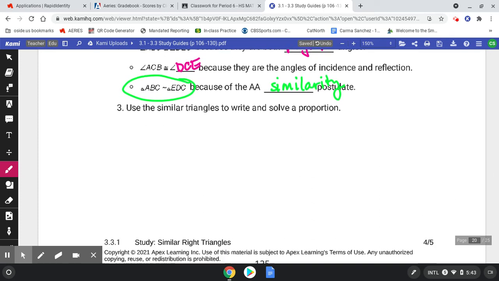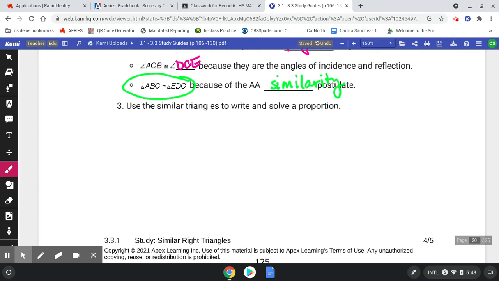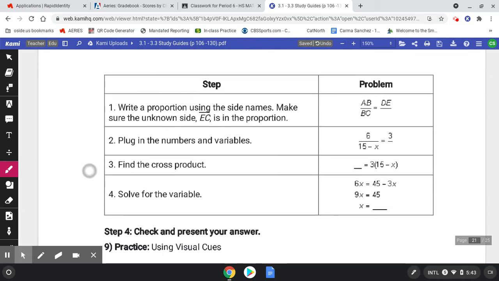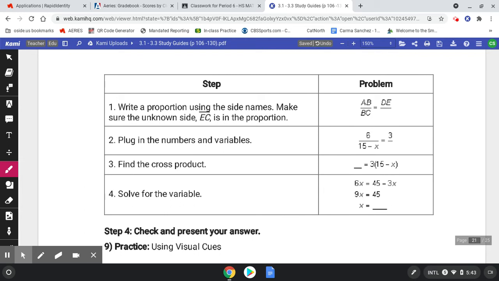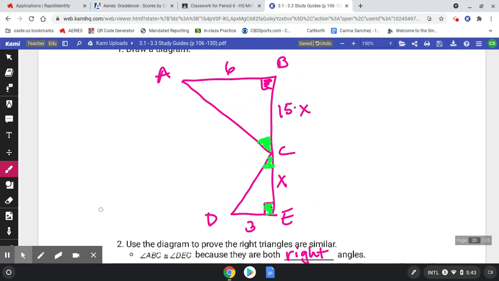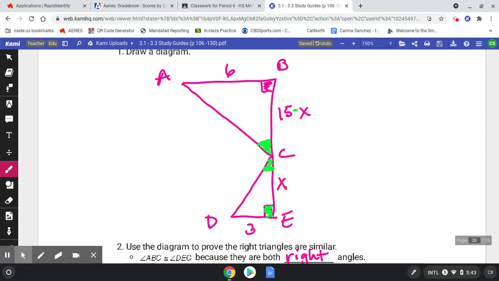Okay, now that we proved that they're similar, we can use the triangles to write and solve a proportion. Sorry, it's actually done in the table here. We're going to say 6 is to 15 minus x as 3 is to x. Now going back up here, right here, sorry, that's a minus.